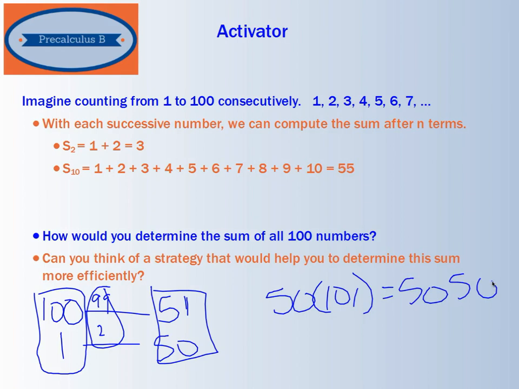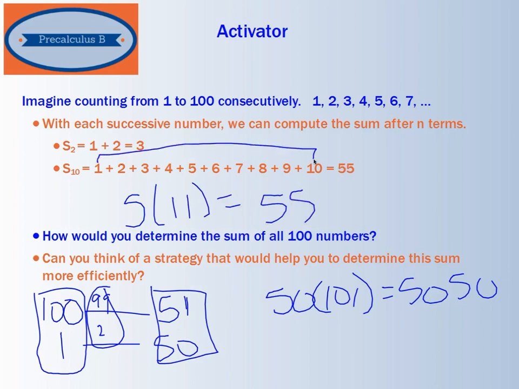Now we could think about it for 10, and the same thing would apply. It would be 5 groups of 11, or 5 times 11, which gets me 55, which is what we got there. Because 1 and 10 makes 11, 2 and 9, 3 and 8, etc. Each pair adds to 11, and there would be 5 of those pairs. So that was one way in which you might have thought of finding that sum more efficiently.